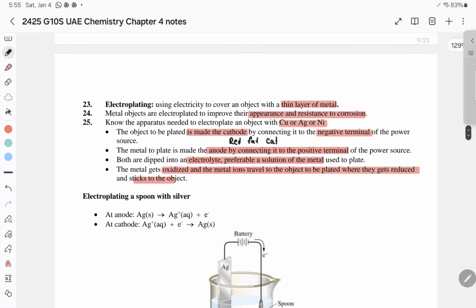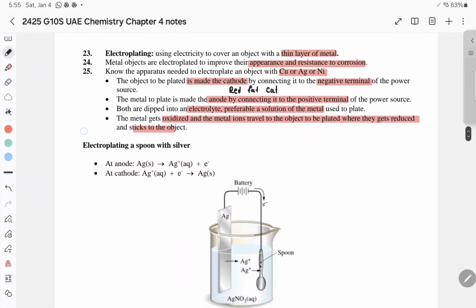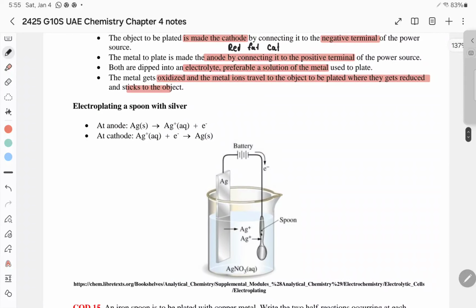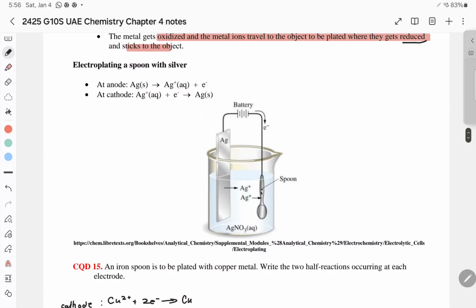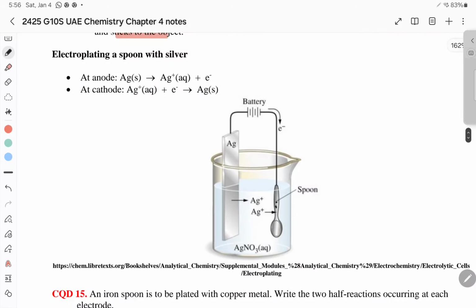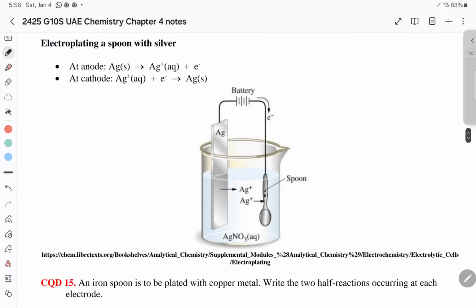And your anode is going to be at the positive terminal, and you're going to dip it in a solution that's preferably of metal. And the metal gets oxidized, and the ions travel to the object being plated, where they get reduced and stick to the object. Here they're showing us when you want to electroplate a spoon with silver. This is at the cathode, this is at the anode, this is undergoing oxidation, this is undergoing reduction. And this is going to get smaller in size later on.